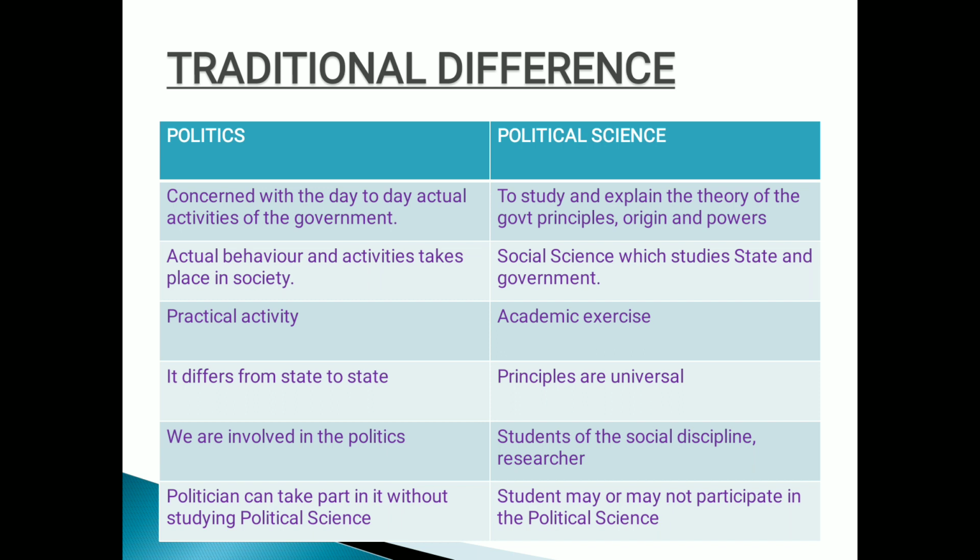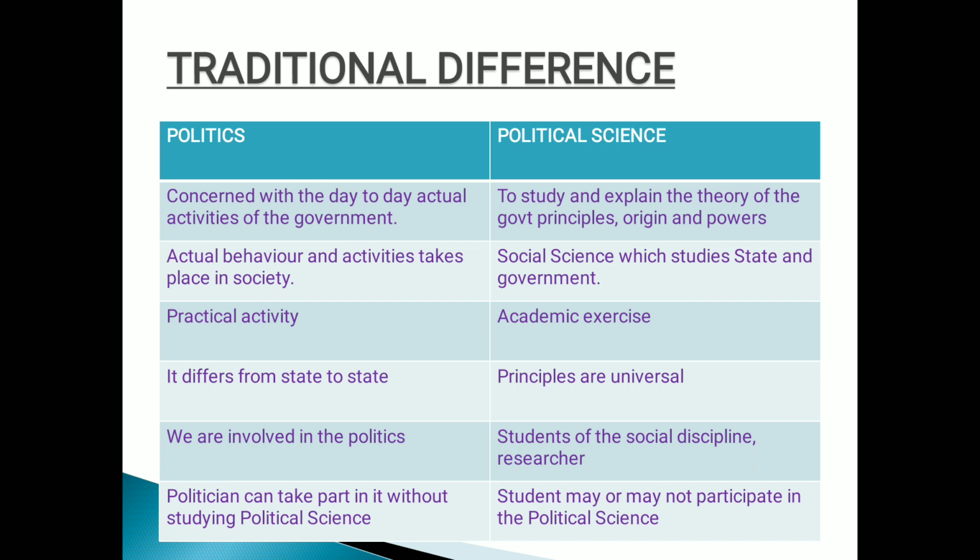But if you see the principles of political science, they are all universal. Right, if you see, politics in India and Britain is different, but the theory of political science is very similar in both countries. Clear? Now, each one of us is involved in politics in one way or the other, and everyone knows we can involve ourselves in politics, but political science is studied only by students of the social discipline. If you want to go for political science, you really have to study it as a subject.